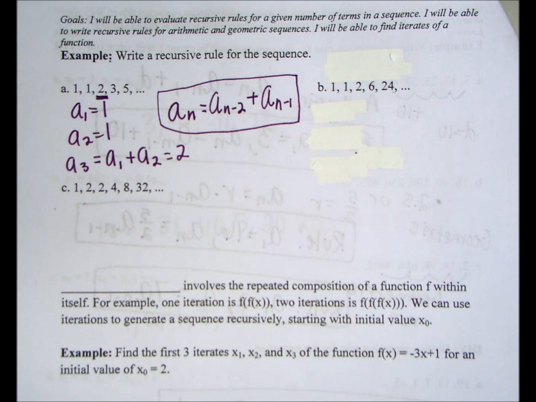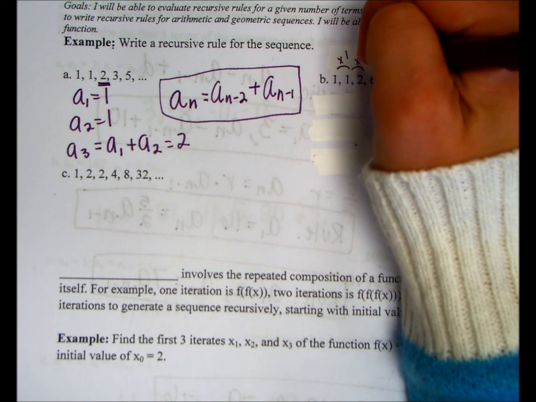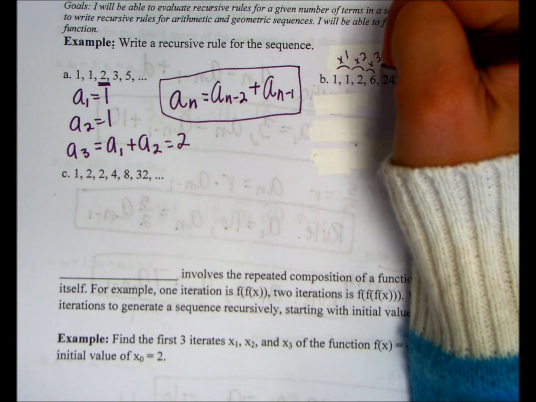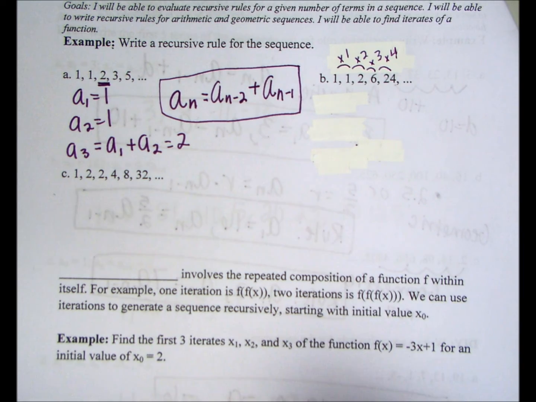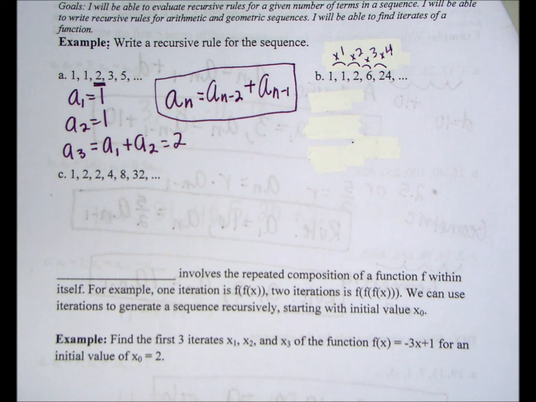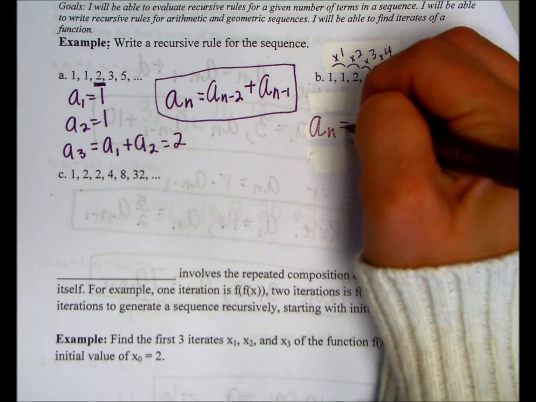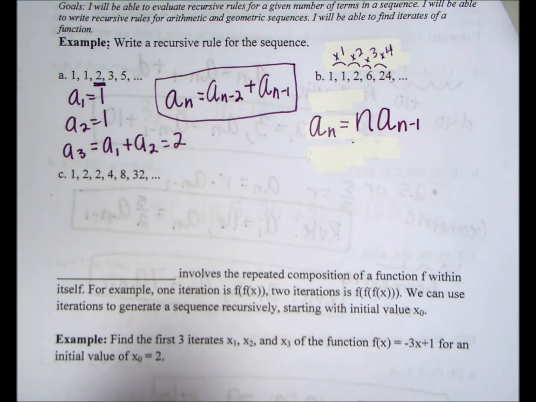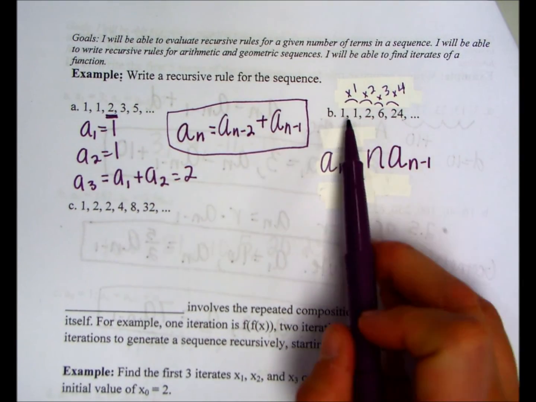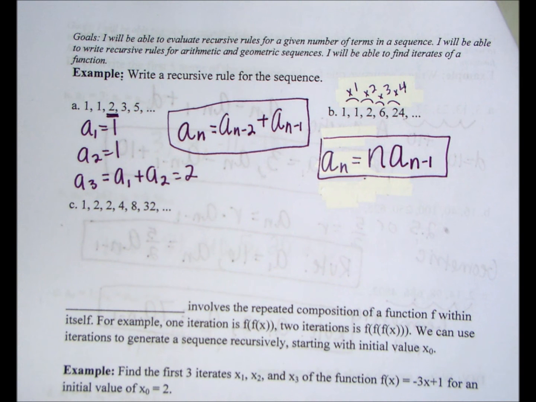So if I look at the next example here, I notice I'm going to have to multiply by 1, and then multiply by 2, multiply by 3, multiply by 4. So I'm taking my n value and I'm multiplying it by the previous term. So when I write my rule, that's a sub n equals n times a of n minus 1. And that would be your rule for B.